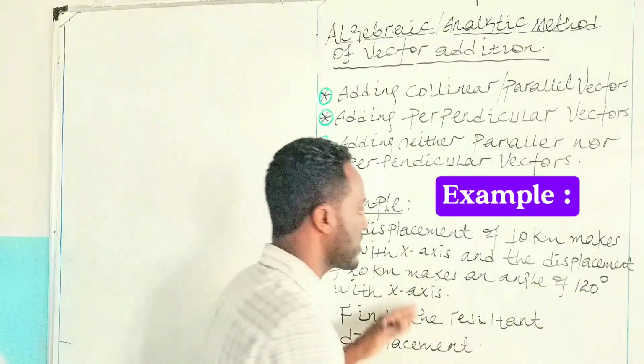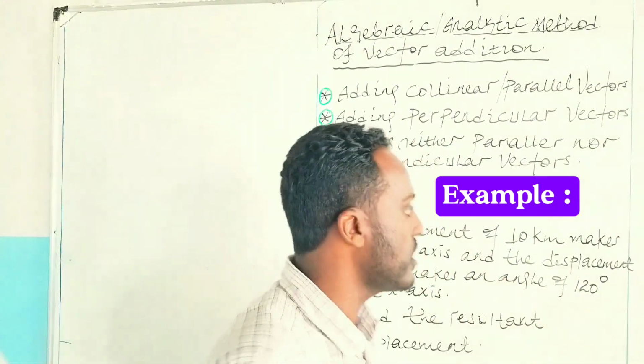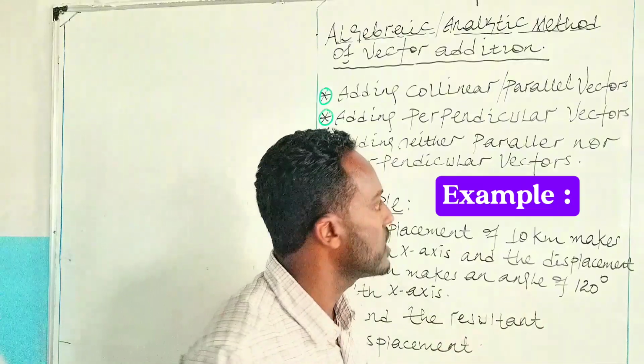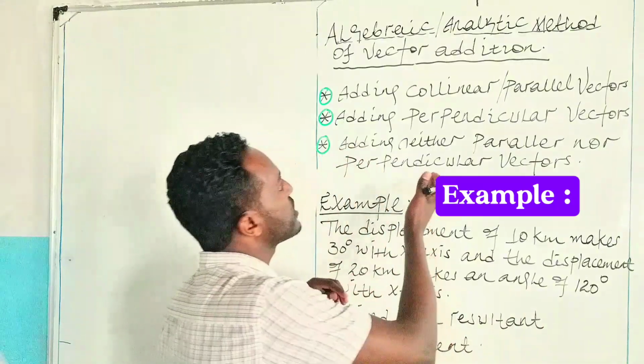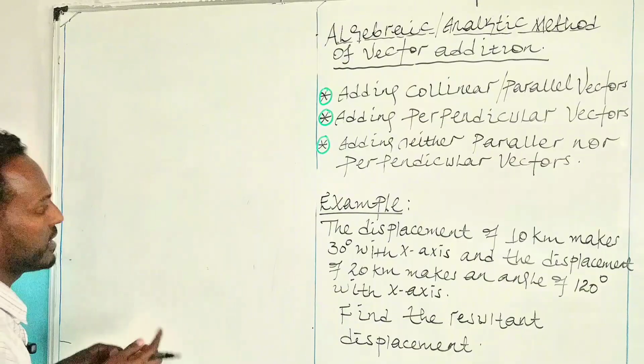So when you are given this type of question, first of all you have to draw the free body diagram and then combine the vectors by using what? Algebraic or analytic method, or by using the component method.